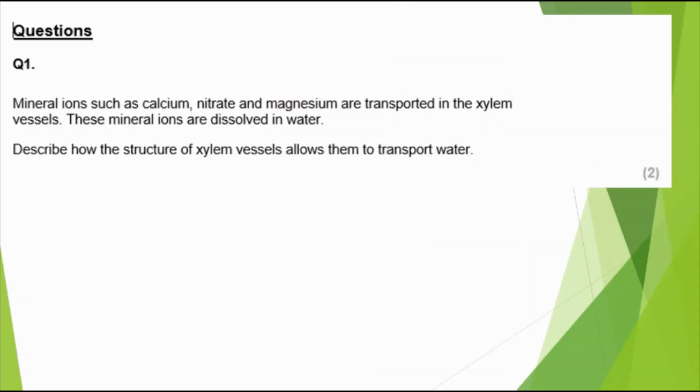Let's have a go at a few exam questions. We'll look at our first one together. Mineral ions such as calcium, nitrate and magnesium are transported in the xylem. They are also dissolved in the water. You need to describe first off how the structure of xylem vessels allows them to transport water. So how does the structure of xylem help its function? It's a description question, so you're just stating some facts. For 2 marks, give it a go.